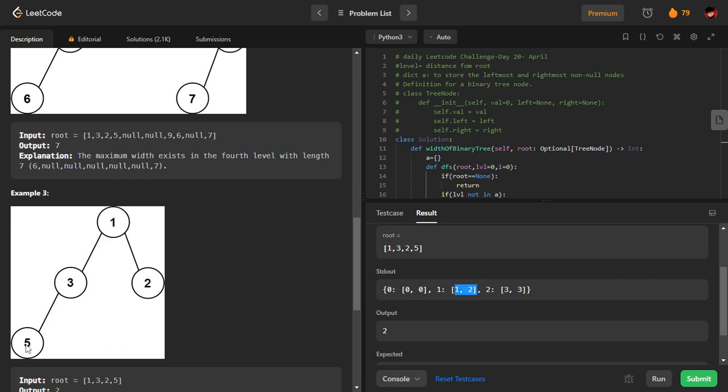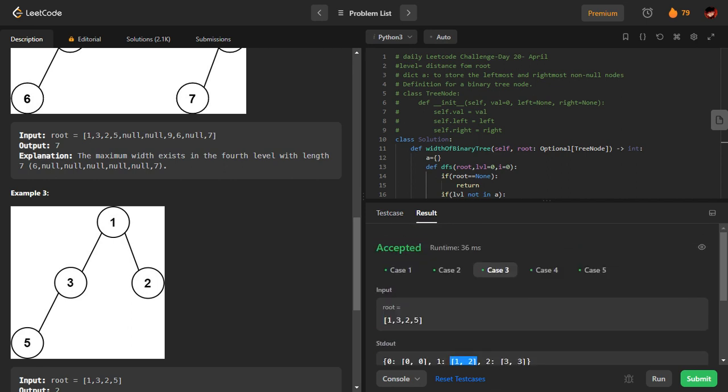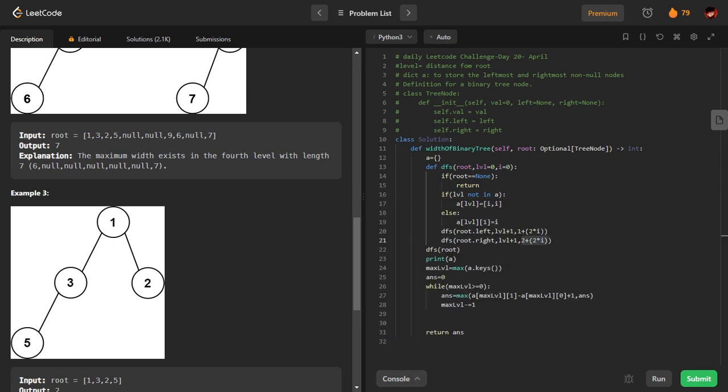And now coming to the last level. Okay. So both leftmost and rightmost are the same. So when i equals 1, if you do 2i plus 1, it will become 3, right? So both leftmost and rightmost are 3. So you have to find out which level is contributing to the maximum width. You can clearly see this particular level is contributing to the maximum width. Okay. So 2 minus 1 plus 1. Okay. So yeah, friends, that was the tracing. Now coming to the solution.